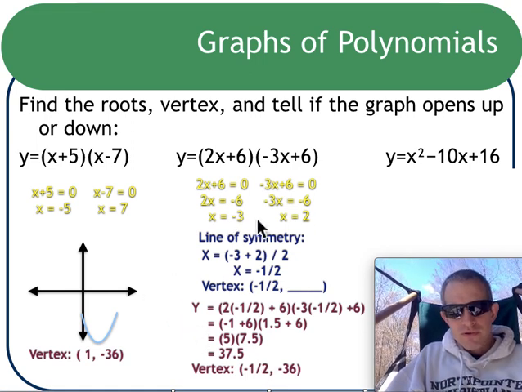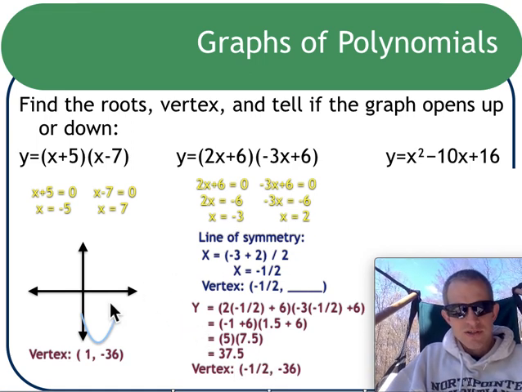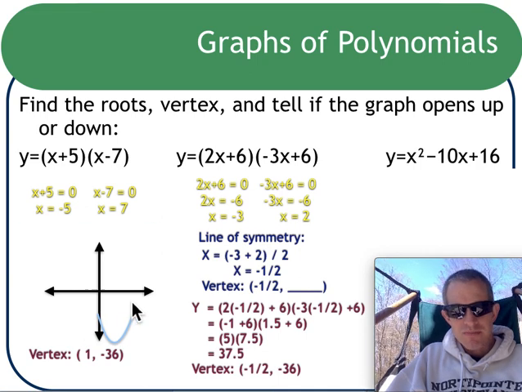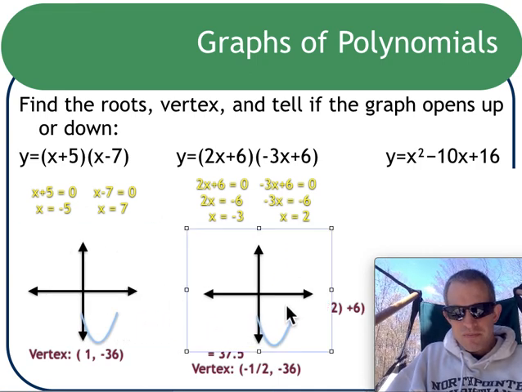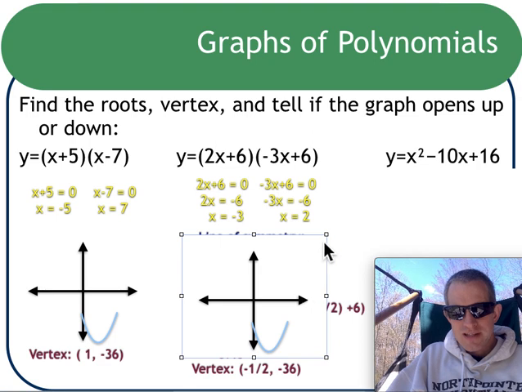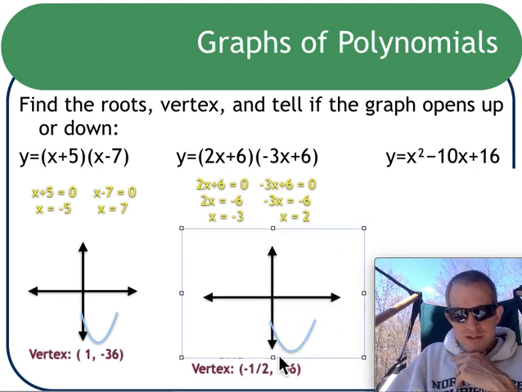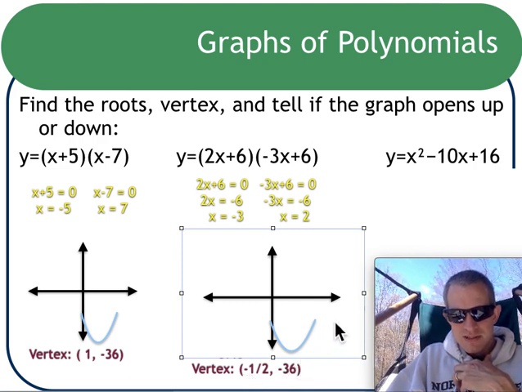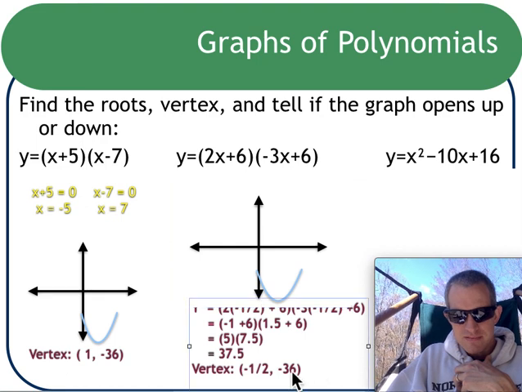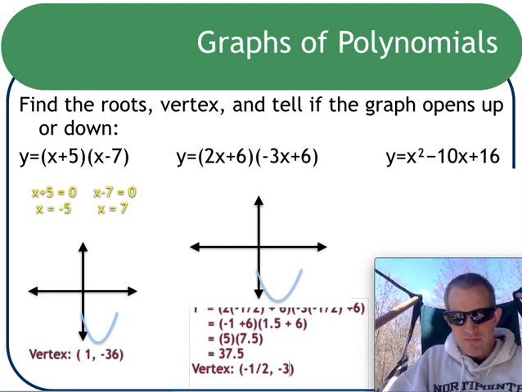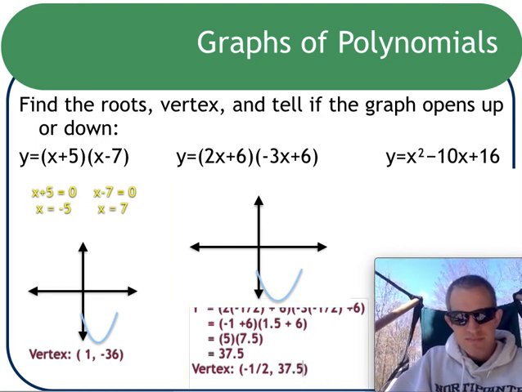So with our roots and our vertex given to us, we can do a pretty good job of making a picture of this. So this time I know that the vertex is at -1/2, -36. Is it -36? No, it's not. That was from the last problem. 37.5.